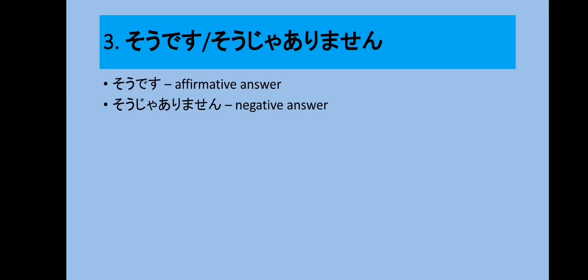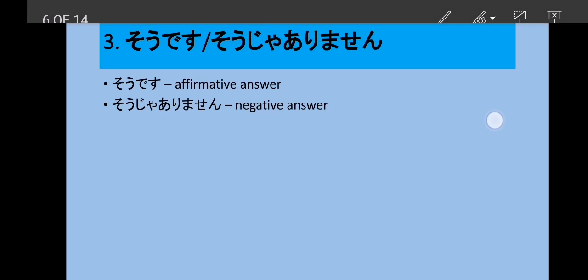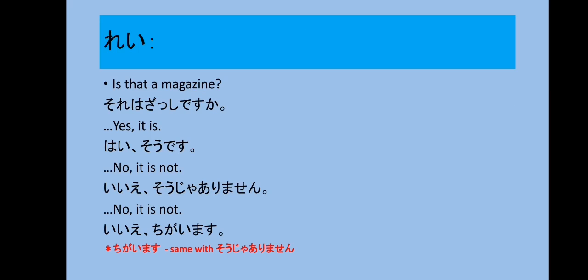So, how do you agree and how do you disagree? So, yes, tama. Parang sa Tagalog, kunwari may kausap ka, yan ba yung restaurant na gusto mo? Pwede mo sabihin, instead of hi, you say hai, so this. Or hindi yan. Iie, so ja arimasen. Is that a magazine? Sore wa zasshi desu ka?